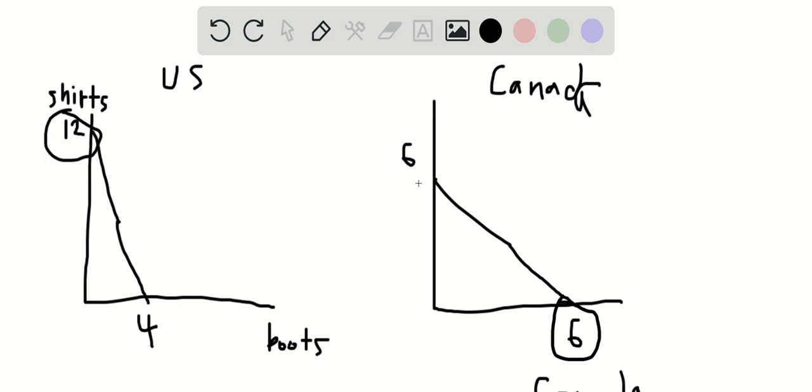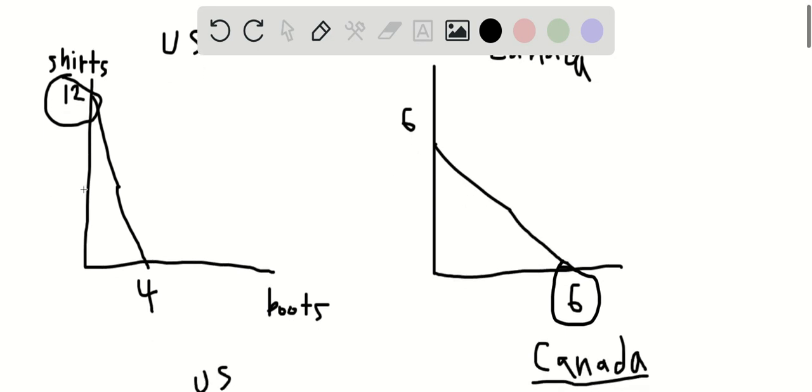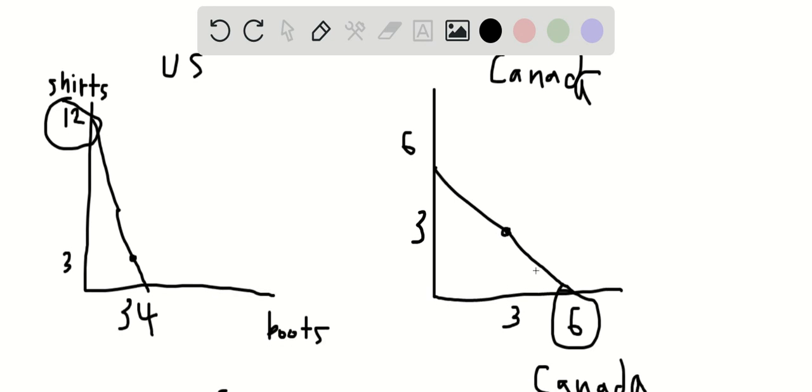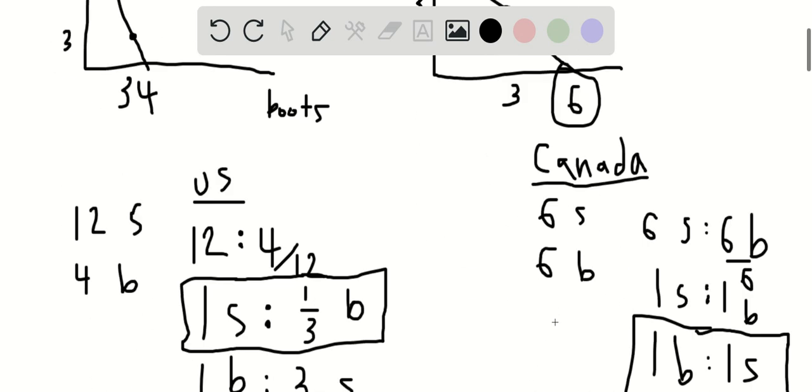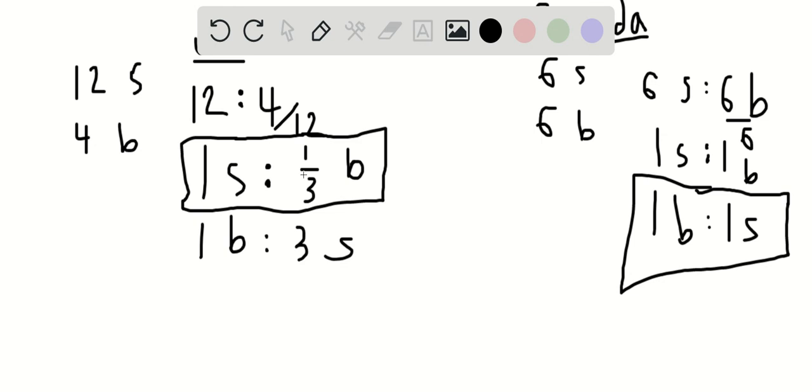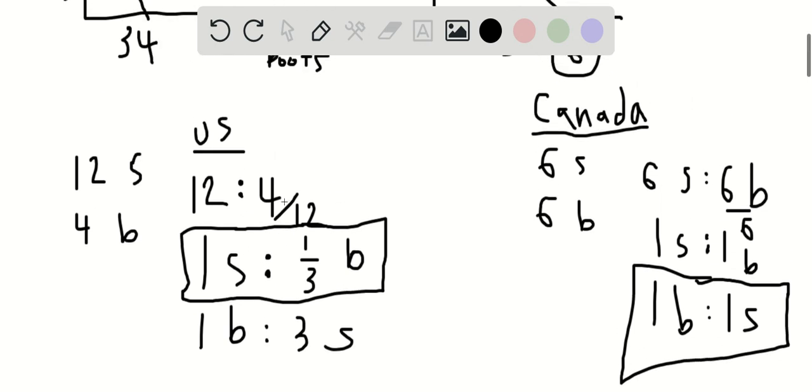Now, if these two countries were to trade, they can definitely benefit, and we can show that on the graph. In the current situation, they're both making 3 boots and 3 shirts. We'll put that right about here on the US graph, and then right in the middle over here. Now, in a hypothetical situation, if they trade, they're both going to specialize. Canada makes 6 boots because it has the comparative advantage in boots, and the US makes all 12 shirts because it has the comparative advantage in shirts.